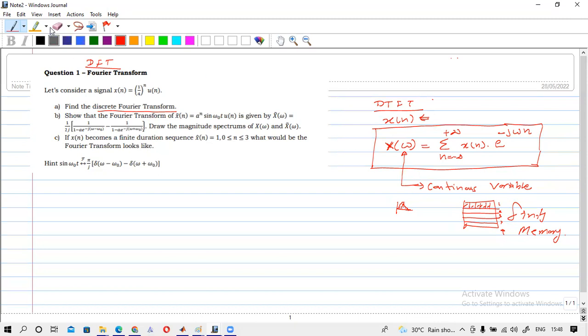If you sample this and discretize it, you will have some samples, a finite number of samples. These samples can be stored here easily.